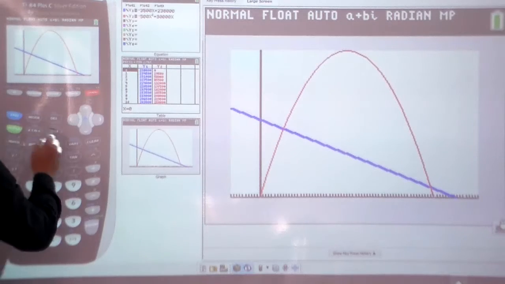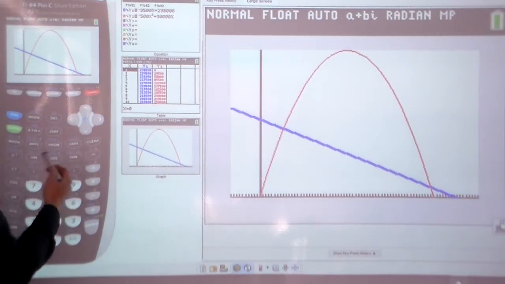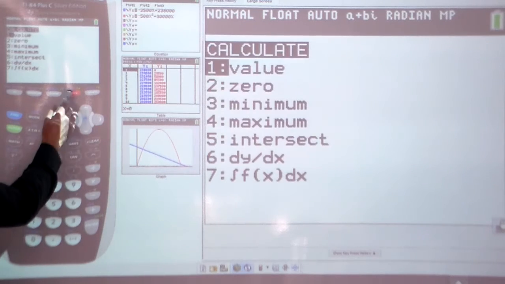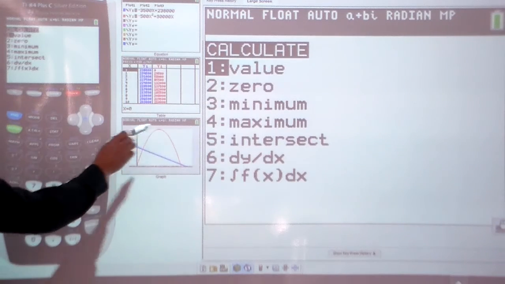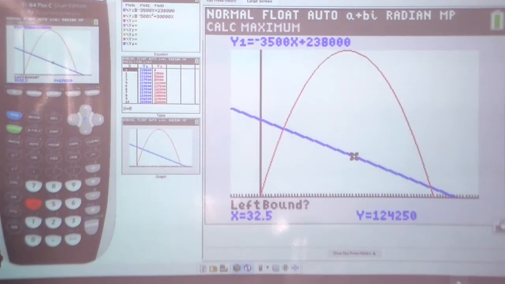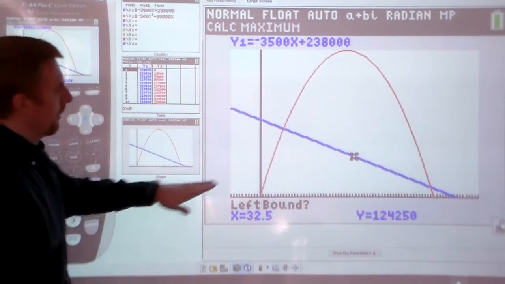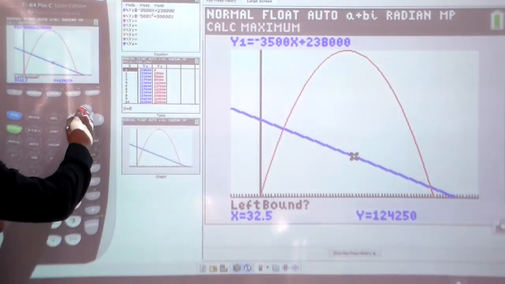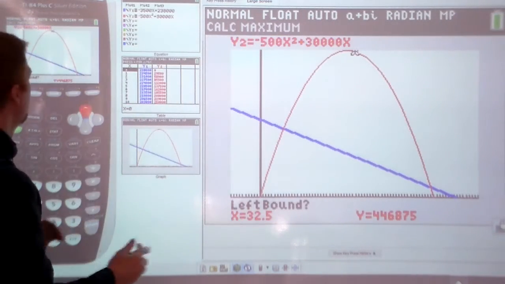In the calculator, there's a little more to it. You would have done this in Algebra 2. Just to review, second trace, which is right there under calc. You would do 4 for maximum. Now, I don't want to find the maximum of the line, I want to find the maximum of the parabola. So you can hit up and down to switch between curves.